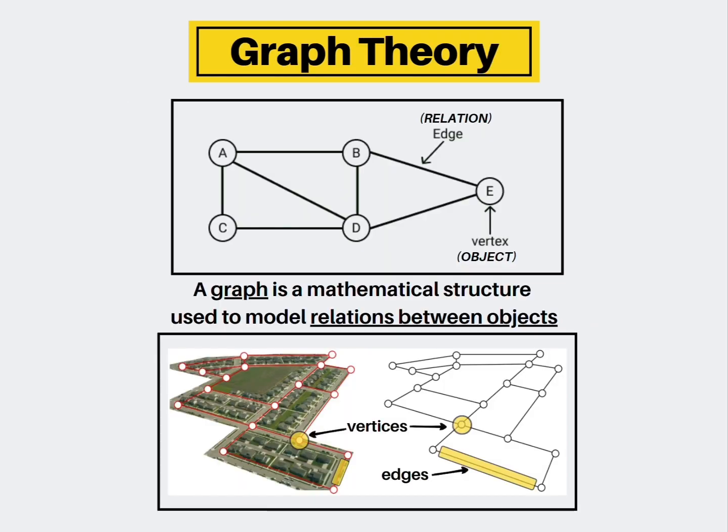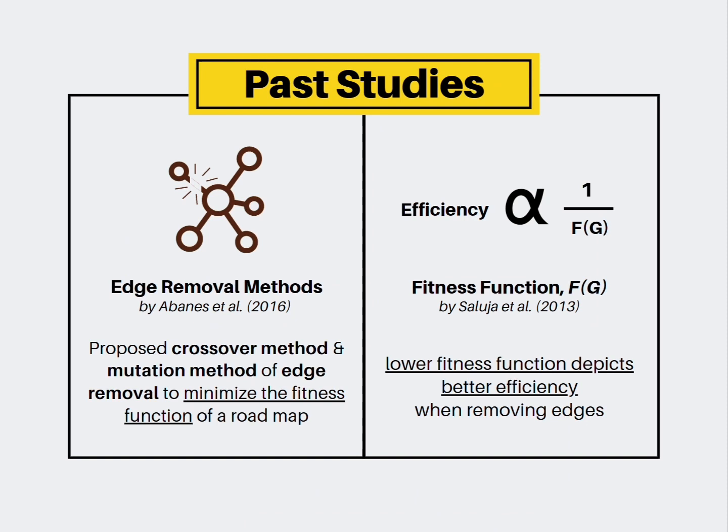Multiple studies have utilized graph theory in improving traffic management. But what is it? It is a branch of mathematics that deals with graphs. For example, this road network was translated into a graph as seen below. A previous study used different methods of edge removal to minimize the fitness function, or f of g, of a road map. They used a formula introduced by Salou et al. to gauge the effect of removing certain edges.